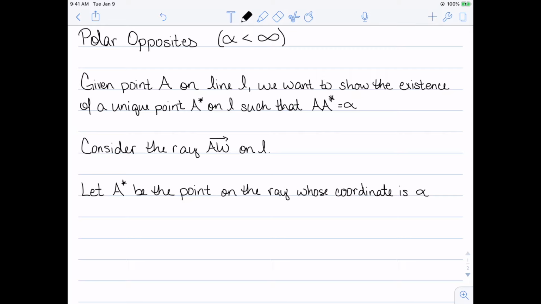We already said we have axiom 6, which says there is a one-to-one correspondence between a ray and the points between and including 0 and alpha, so there has to be a point who has a coordinate of alpha, and that will be A star. So we now have the existence of this point, but we also need to show that it is unique.